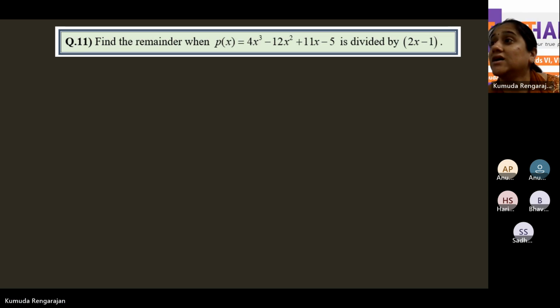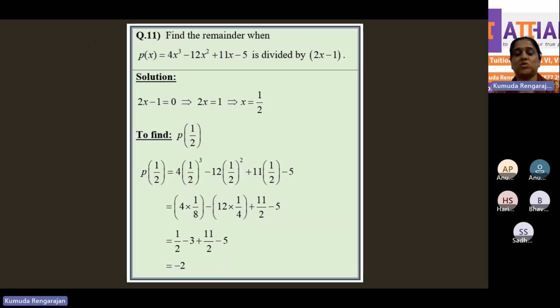-8. What did you get? -8. -2. -2. I've shared the images on WhatsApp. Please check where you have gone wrong because these are very simple ones. Maybe calculation and tappanirkalam. Please check it.